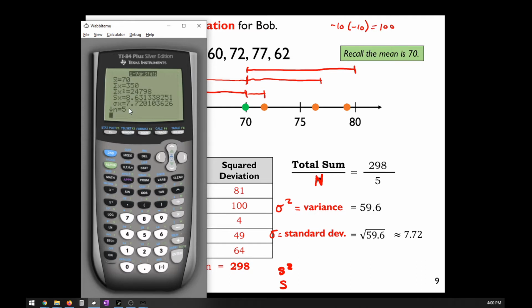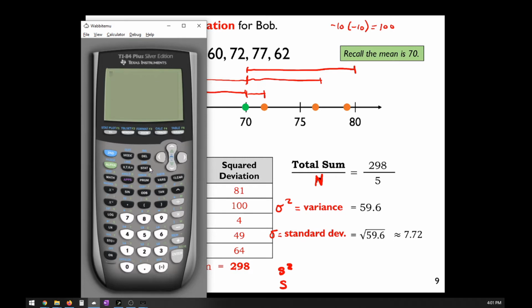Another way you can do it is when you run 1-Var Stats, all of these values are going to be stored as variables, and you can access those variables. So what do I mean by that? If you click on vars for variable, and if you go to statistics, right, because it's stored under the statistics variable, you can call those values. So we're going to call sigma x, going down to 4, press enter, and then we can just square that. So we can go square, and then it gives us the exact 59.6.